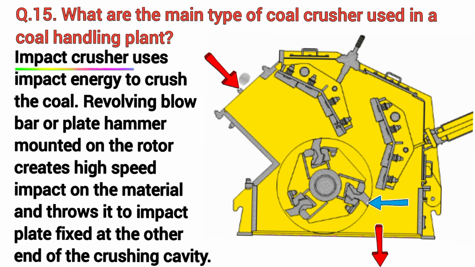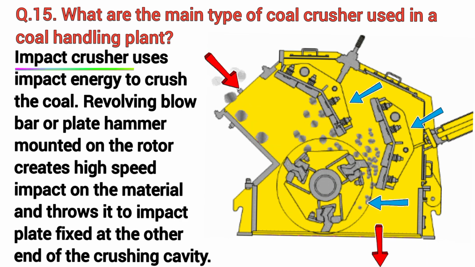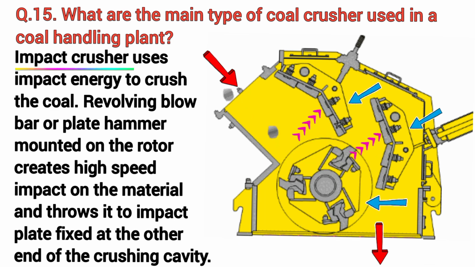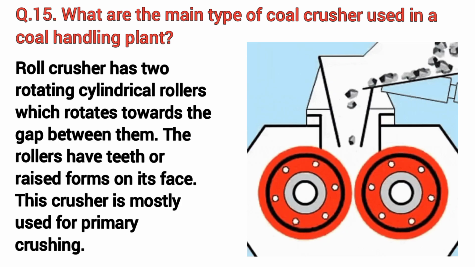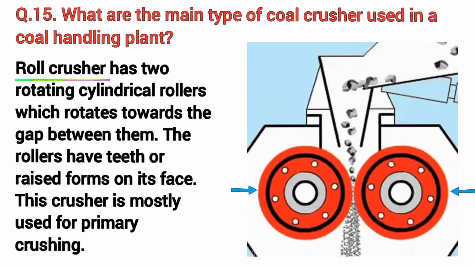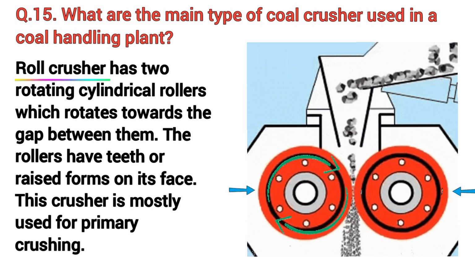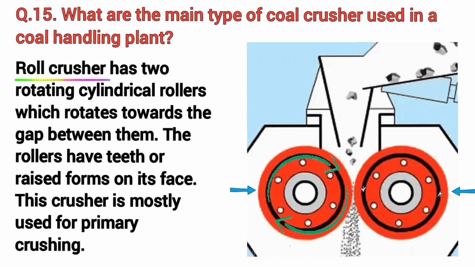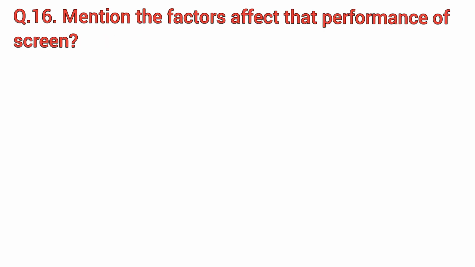Revolving blow bar or plate hammer mounted on the rotor creates high-speed impact on the material and throws it to impact plate fixed at the other end of the crushing cavity. Roll crusher has two rotating cylindrical rollers, which rotate towards the gap between them. The rollers have teeth or raised forms on their face. This crusher is mostly used for primary crushing.